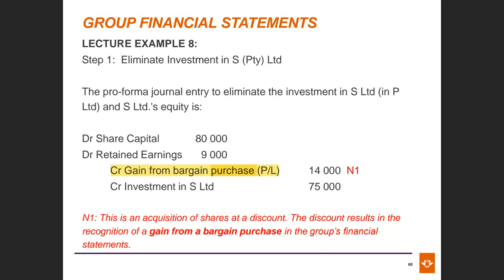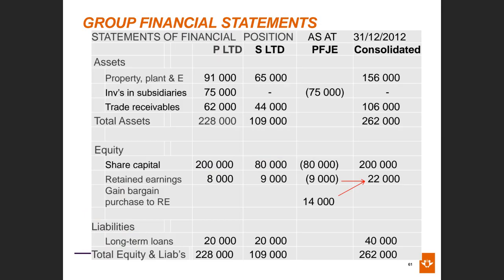So where we have a gain from bargain purchase, it is said to be an acquisition of shares at a discount. The discount results in the recognition of a gain from bargain purchase in the group's financial statements. So let's now have a look. We've done our pro forma journal entries. Now we need to show our consolidated statement of financial position.